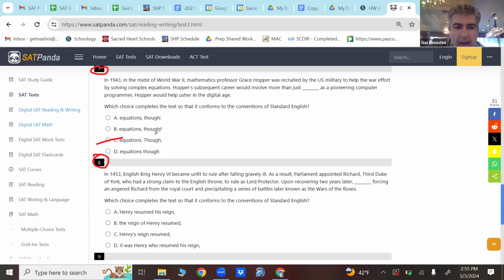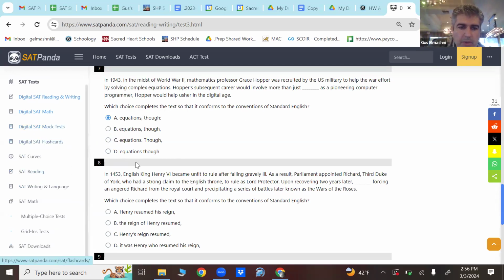Yeah, all right. You can't go B because that would be as a pioneer in computer program, Hopper would help usher in the digital age. Yeah, B and D would be run-ons. So you need a bit of a longer pause and a comma. You could have done semicolon or colon, either's fine. Or you could have done a period and started a new sentence. But the thing is that as a pioneering, as is not capitalized. So yeah.